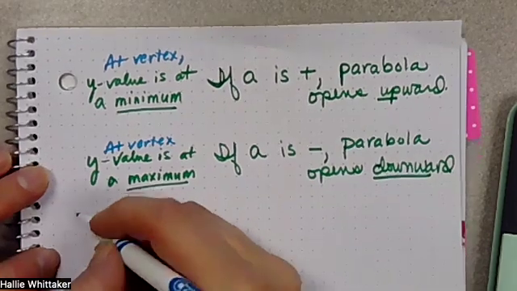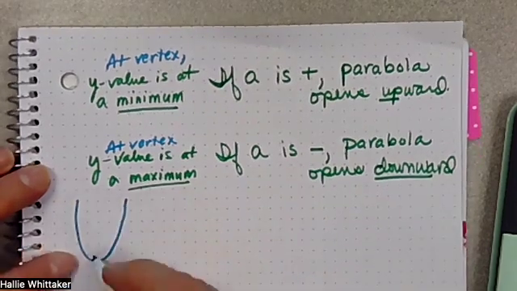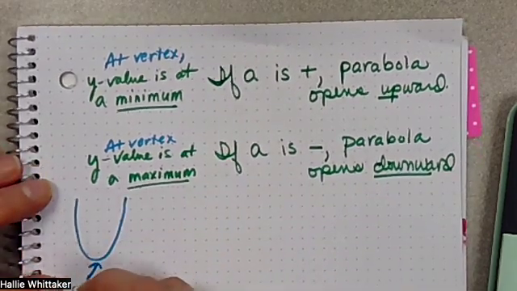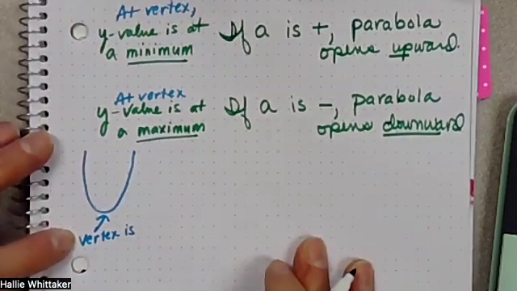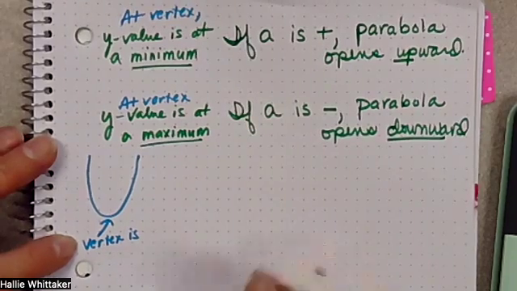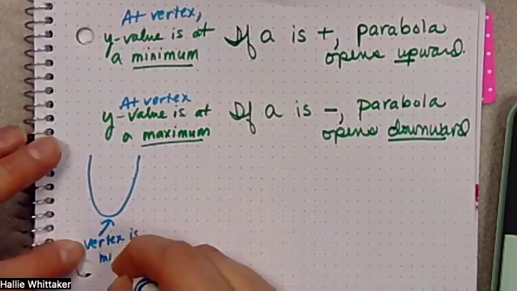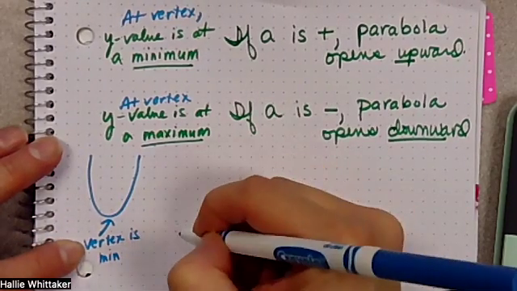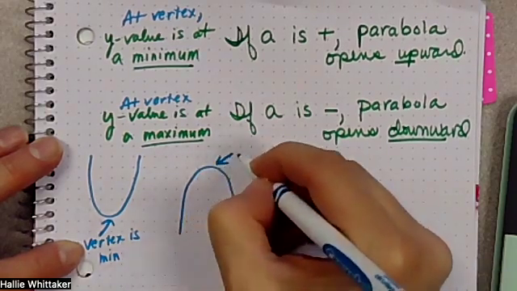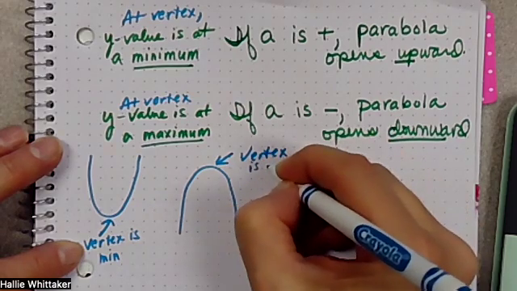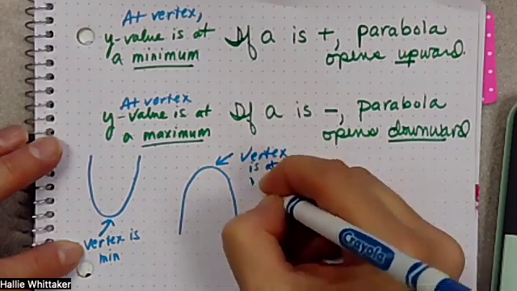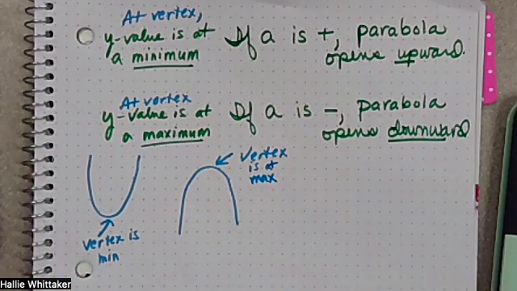So just as simple as this, if it's opening up, the vertex, or the y value, is at a minimum, but when it's doing this, the vertex, or the y value, is at max. Okay, that's where the maximum or minimum y values are going to be. Okay, just a reminder.